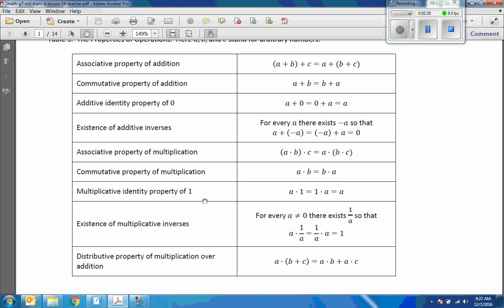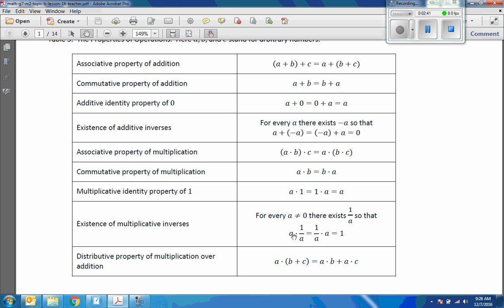Multiplicative identity. What can we multiply things by to get the same thing? And that is 1. 5 times 1 equals 1 times 5, which equals 5. It's the same as the additive identity, except when we add nothing, we get the same value. When we multiply by 1, we get the same value.